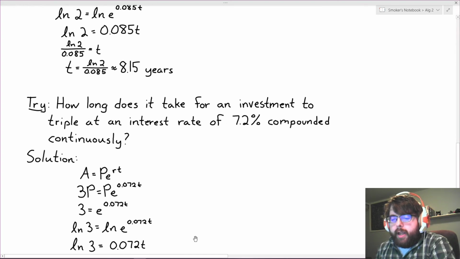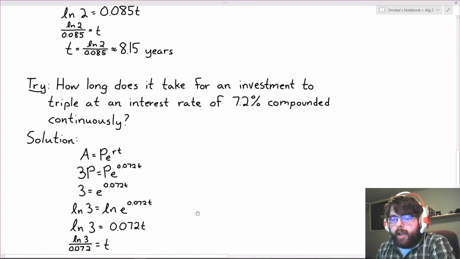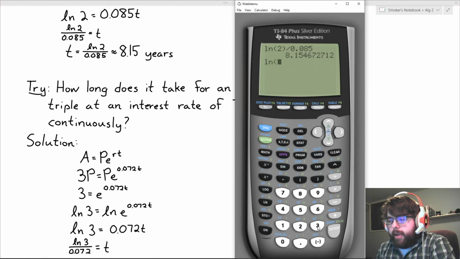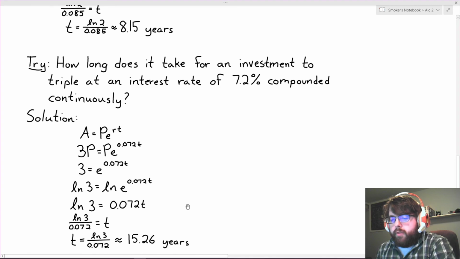You can divide both sides by the decimal once t is no longer an exponent, and putting this in your calculator, ln of 3, make sure you close the paren. You do have to, if you have an open paren, make sure you close the paren, divided by, because if you don't, then you're putting the division inside the log instead of outside the log. That gives 15.26, it would round up to 26.